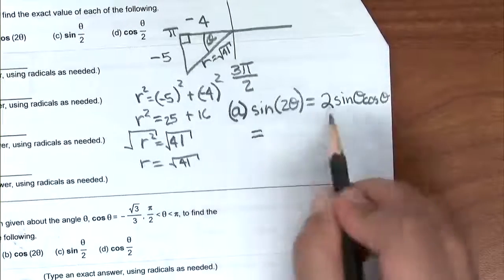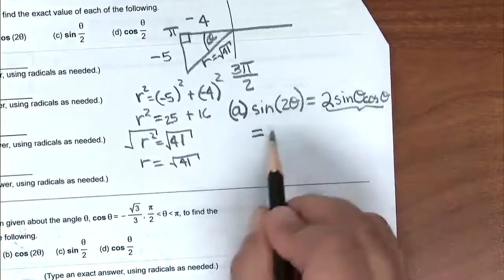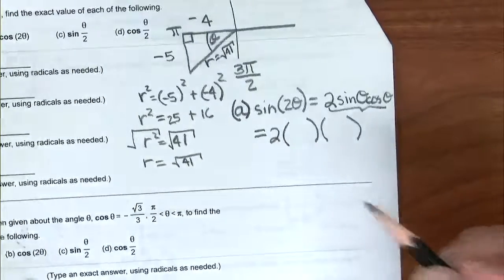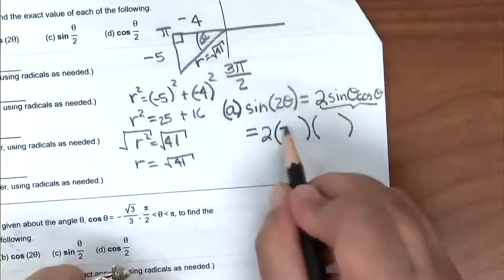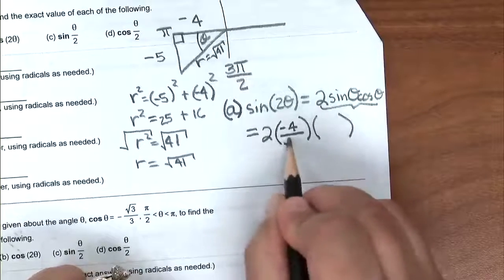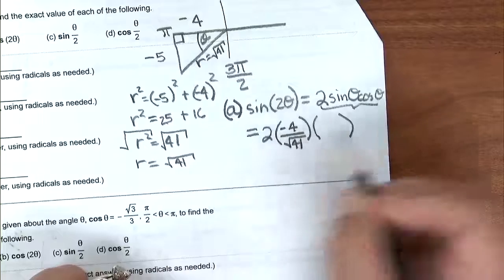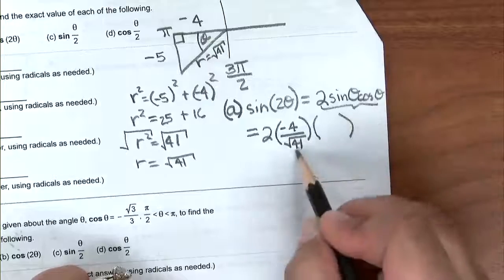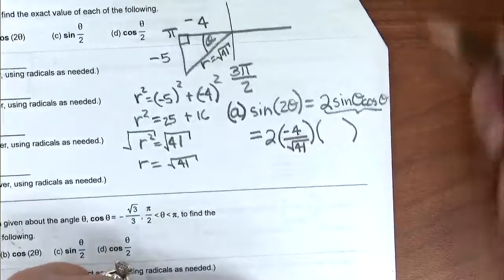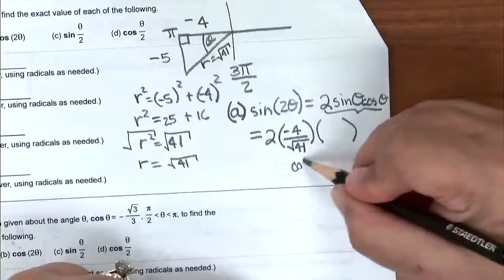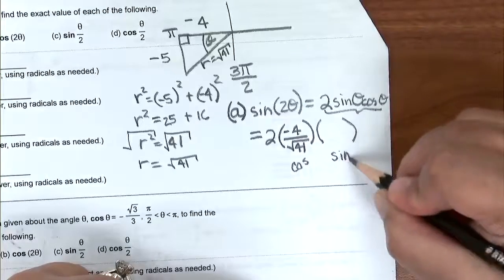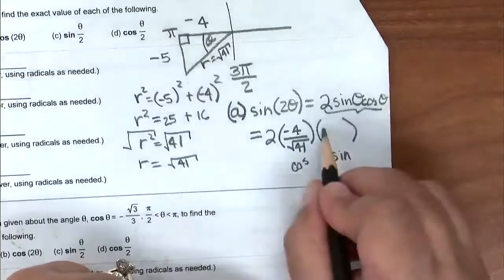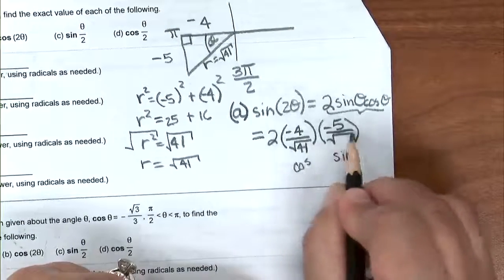Coming over here to do my work off of that formula right there: 2 cosine sine. Cosine was x over r, negative 4 over square root of 41. It doesn't matter which one I put first, you're going to get the same answer either way. I put the cosine first, and then the sine here, because you're multiplying them, so it doesn't matter which one you write first. Sine was negative 5 over square root of 41.